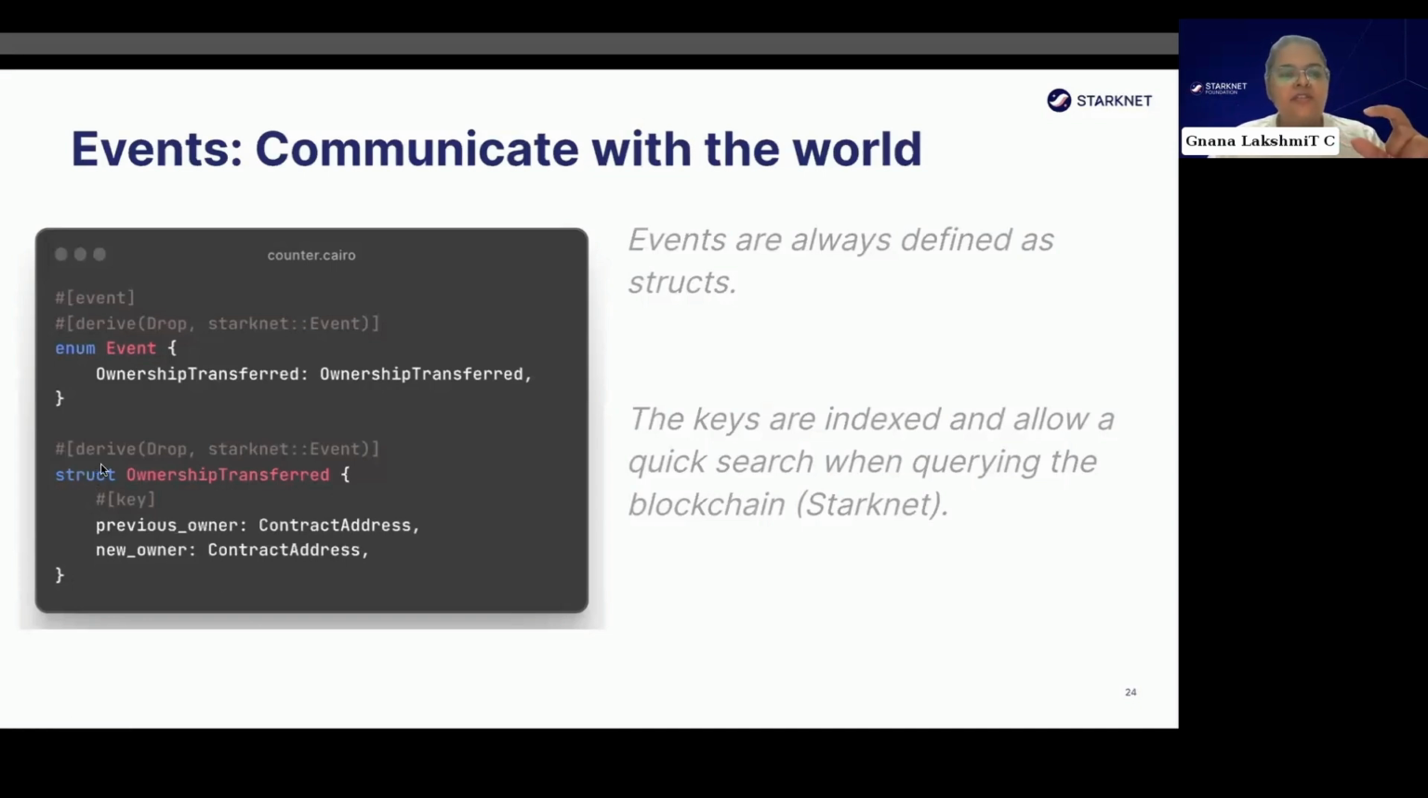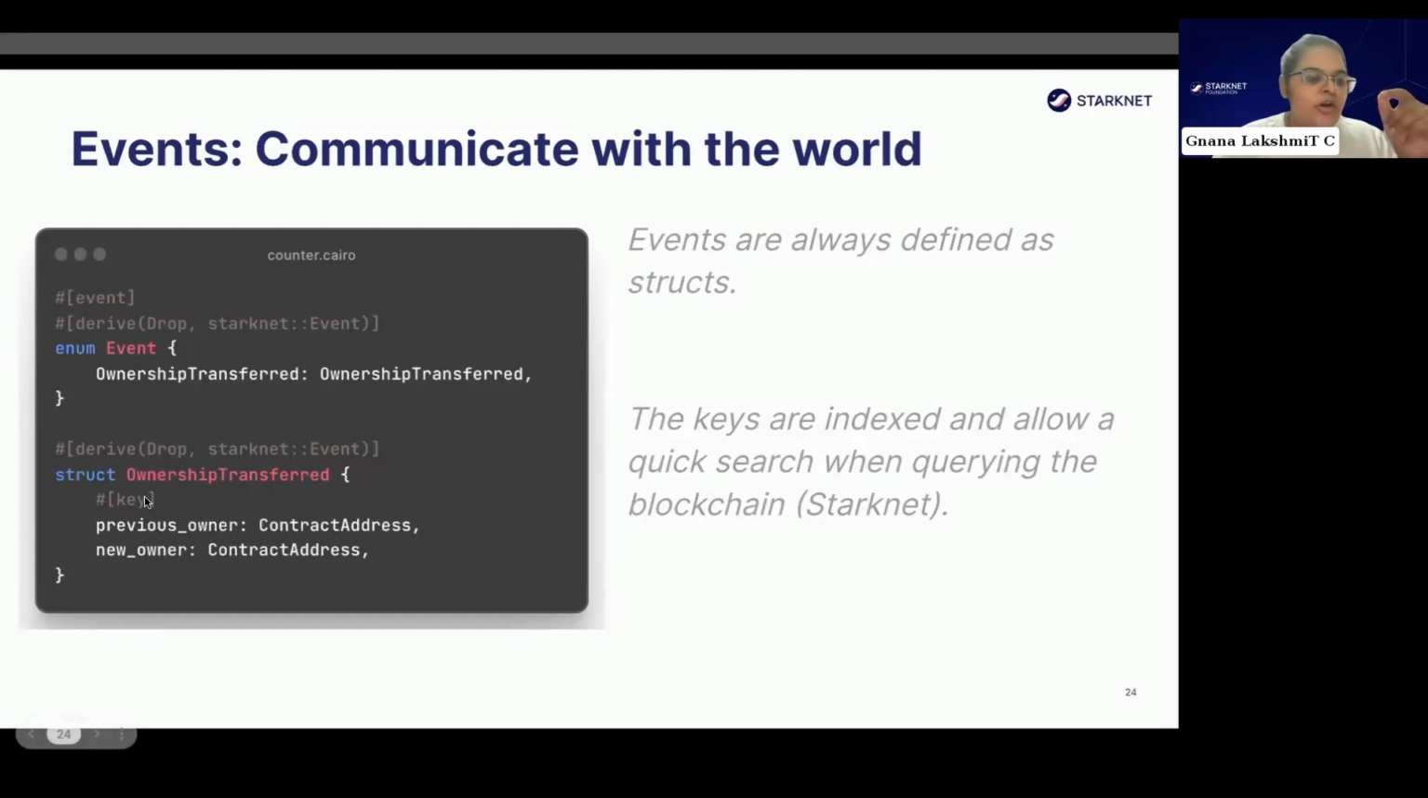Now, in order to define what will be emitted as part of these events, you have to create a structure. The events themselves are always defined as structs. These structs also have to derive the event property from the StarkNet lib. So you're deriving both drop and event property for this particular struct. Then you give the parameters that this particular event will emit. For example, this ownership transferred event is going to emit a previous owner of type contract address, and the new owner of type contract address. So who was the previous owner and who was the new owner?